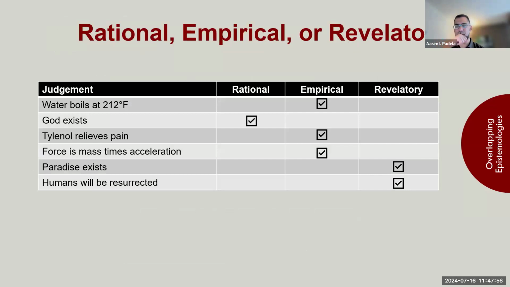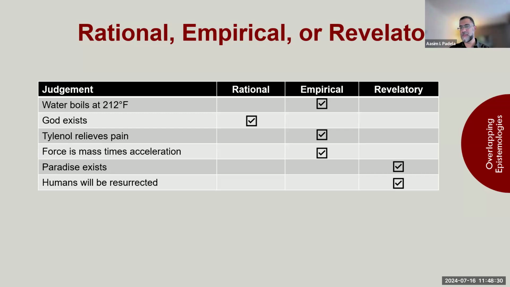So we had students think about whether something is in the category of rational, empirical, or revelatory judgment. All right, so water boils, it's empirical, where we need our senses to see that, right? God exists is a rational proof. So we have within our tradition rational evidences for the existence of God, like the contingency argument, or the cosmological argument, and so on and so forth.